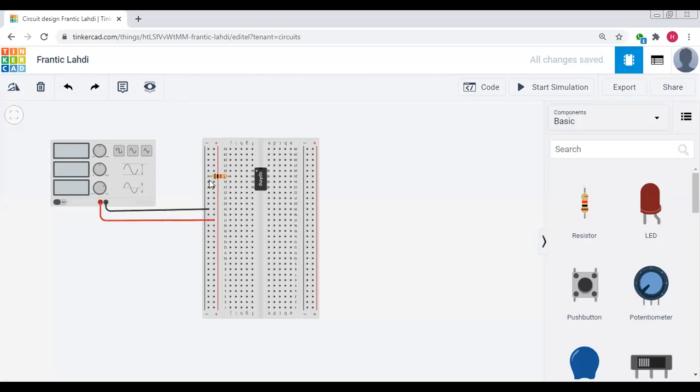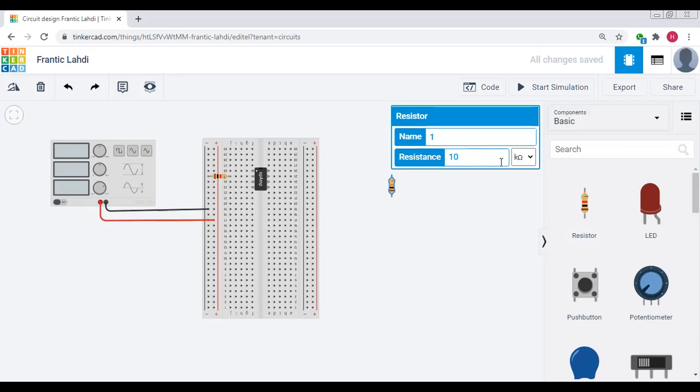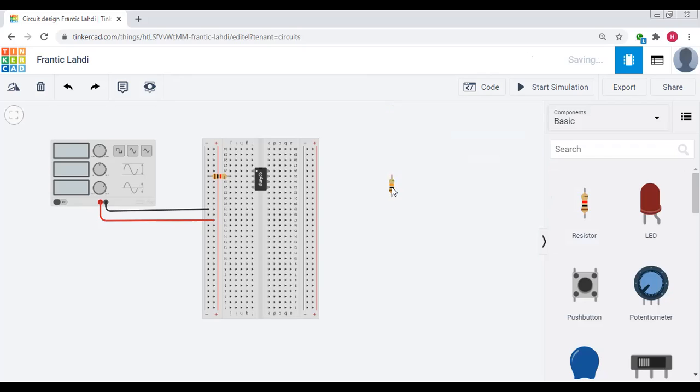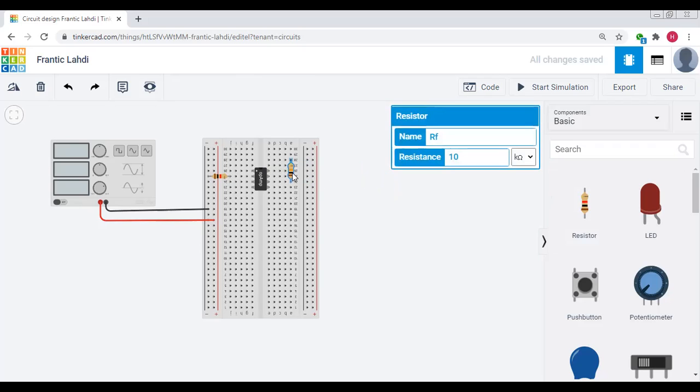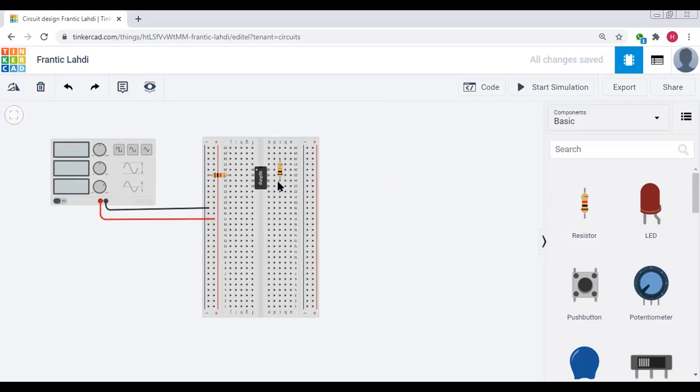we place this resistor onto this side. Now take another resistor having a value of 10 kilo ohm, and the name of that resistor is RF. So RF is our feedback resistor, and that resistor is connected to the sixth number pin. Here you see this is my sixth number pin, and we connect one terminal of this resistor to the sixth number pin, and the second terminal to the resistance R1.